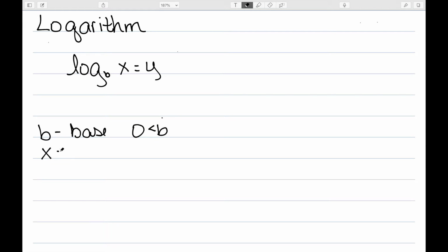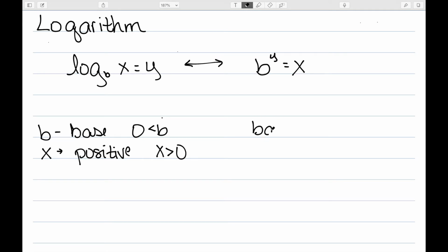In addition, we also need x to be positive. So we have x is also greater than 0. This is the exact same thing as b to the y equal to x. This is still the base of the exponent.